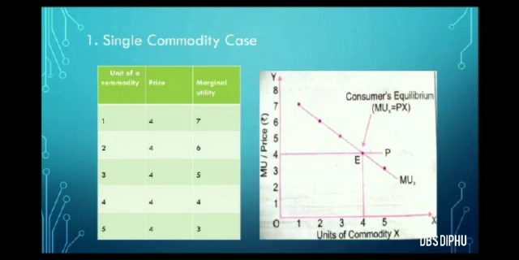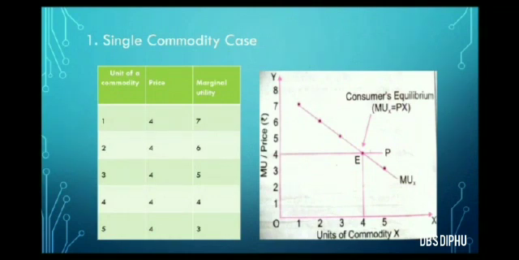So, the consumer's equilibrium will be at point E when the consumer consumes 4 units of commodity X. He will not consume 5 units of X as MU worth rupees 3 is less than the price paid, rupees 4, for it. Similarly, he will not consume 3 units of X as MU worth rupees 5 is more than the price paid.